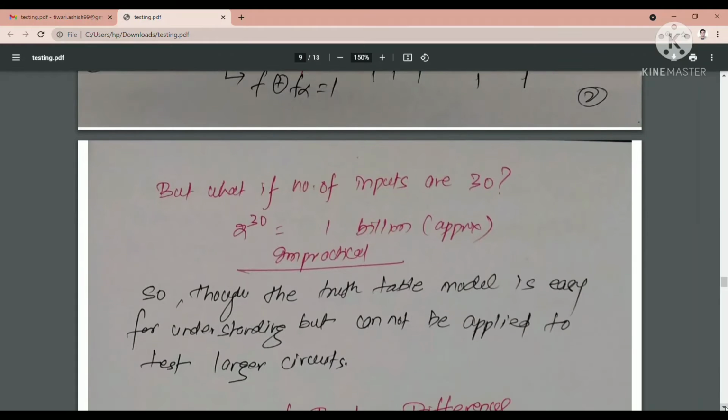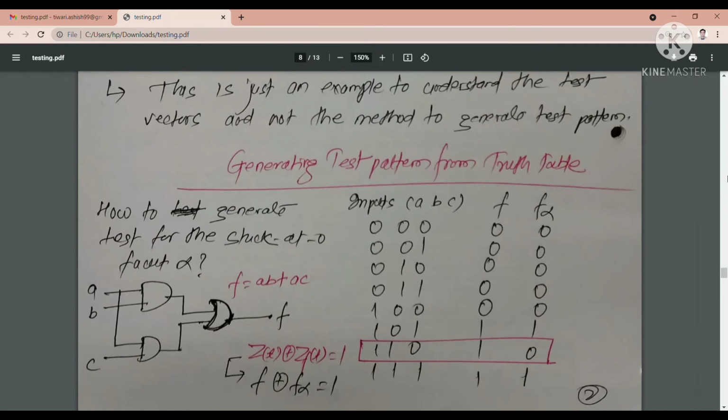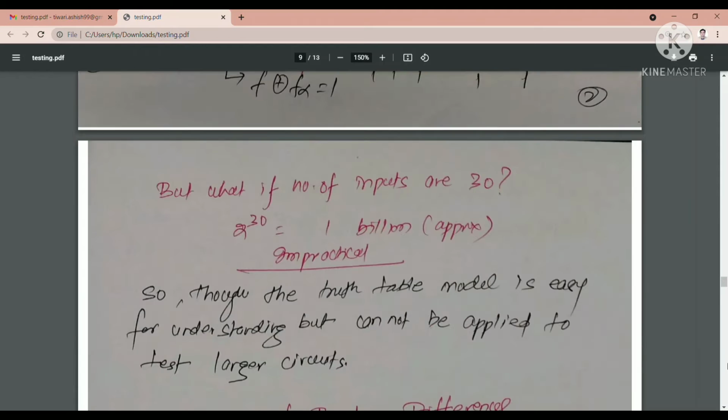Though you can generate the test pattern here also. What is the test pattern? The test pattern is 110. If you apply 110, you can see the difference between F and F alpha. So this is the test pattern for me, 110. Though the truth table model is easy for understanding, it cannot be applied to test larger circuits. If you have a larger circuit, you cannot go by the method of truth table. Then how can we do that?